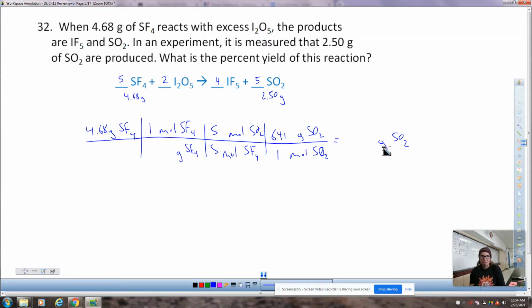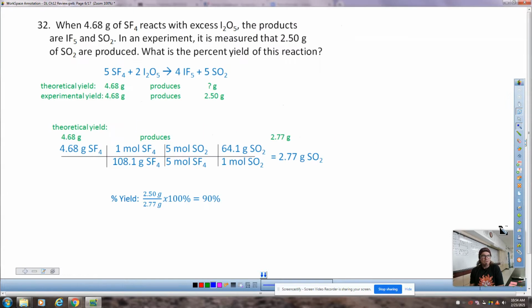Once you get this, you have your theoretical value. It's bigger than 2.5. 2.5 divided by 2.77 gives us 90% efficiency. Okay? Those are your homework.